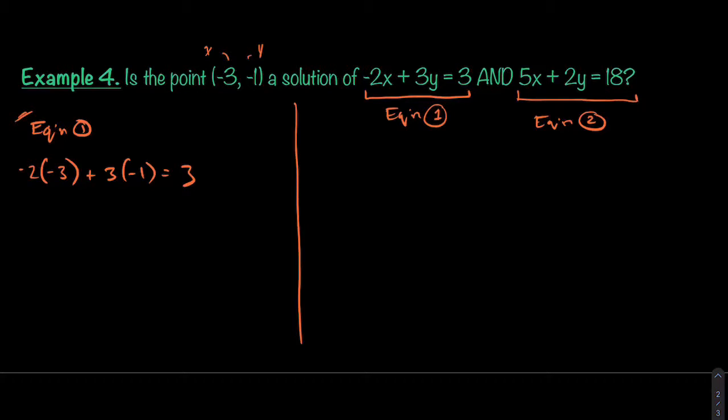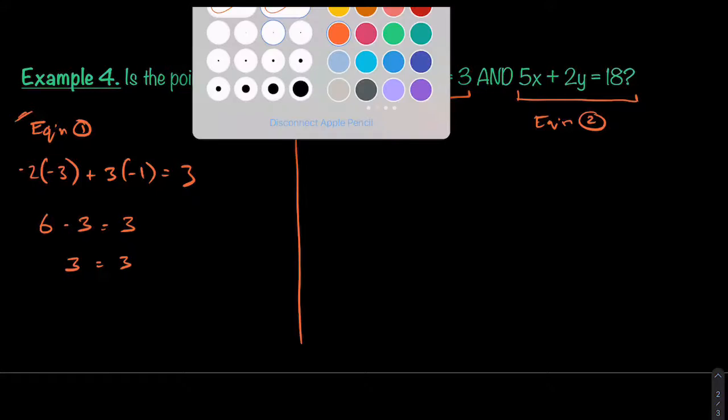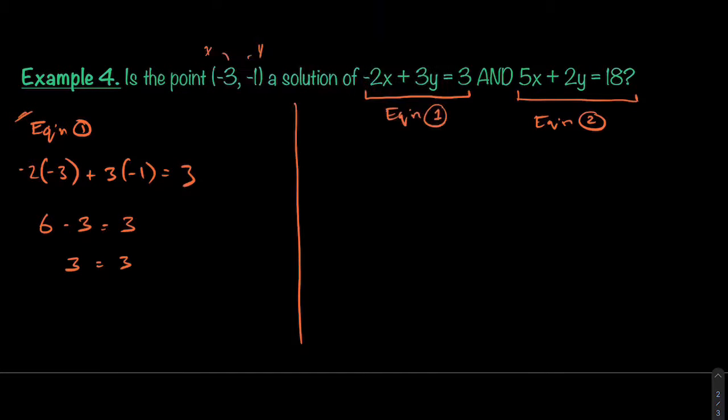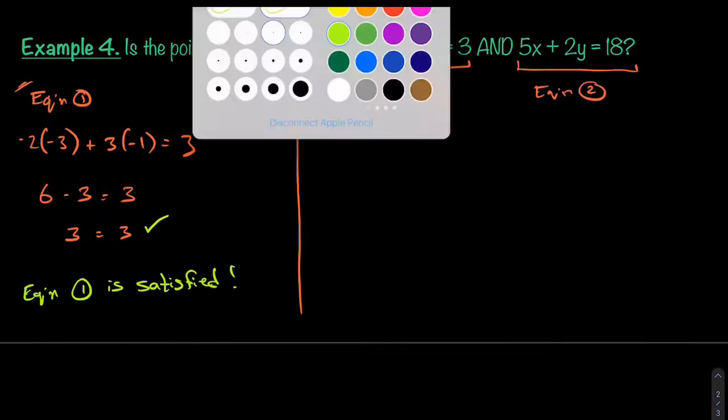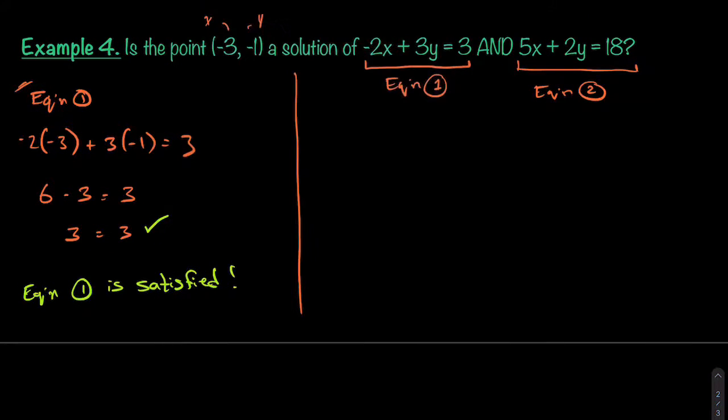And here we go. Negative 2 times negative 3, that is positive 6. Positive 3 times negative 1, that's negative 3. 6 minus 3 is 3. Hey, satisfied, right? So we could say equation 1 is satisfied. But we're not done yet. We need to check equation 2.